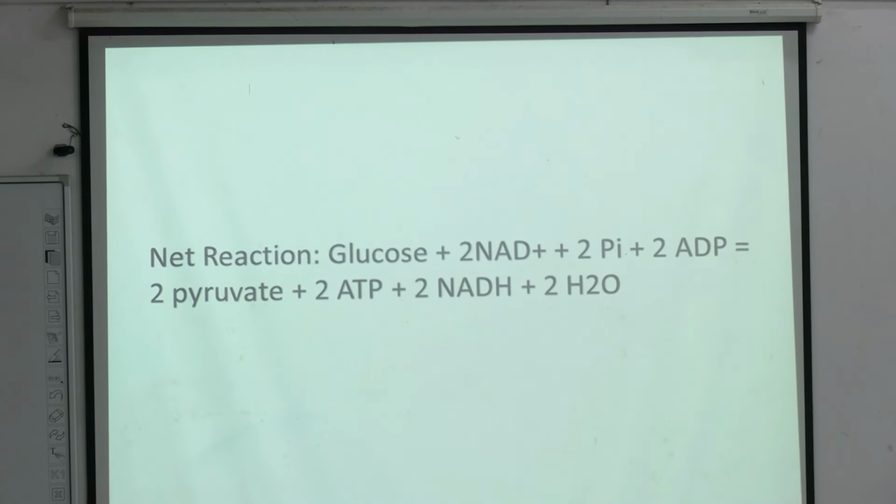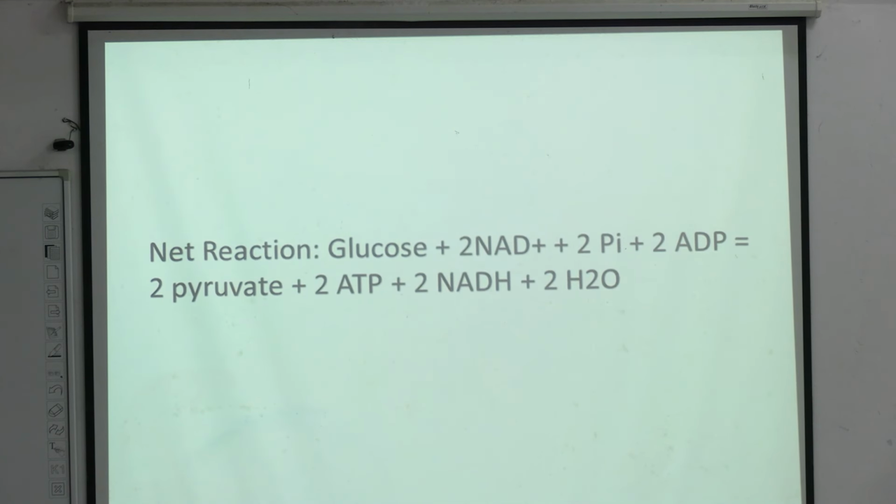This is the net reaction of glycolysis. I need not explain; most of you would be knowing. What is that? Glucose plus 2 NAD, plus 2 ADP, 2 Pi, net reaction: 2 pyruvate, 2 NADH, 2 ATP.